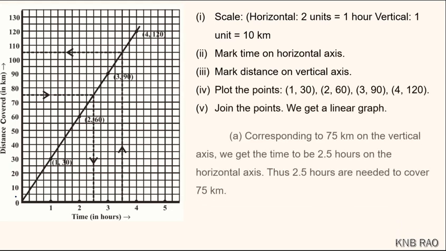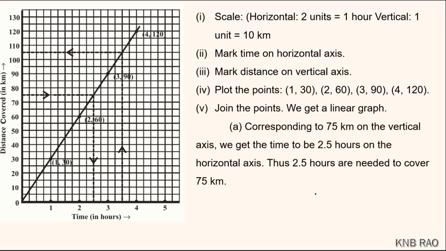Now corresponding to 75 kilometers, if I draw a line parallel to the horizontal axis intersecting the graph at a point P, and from there I drop a perpendicular to the horizontal axis, it exactly intersects at 2.5 hours. That means he rides 75 kilometers in 2.5 hours.